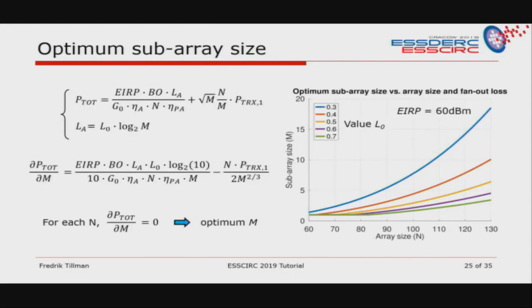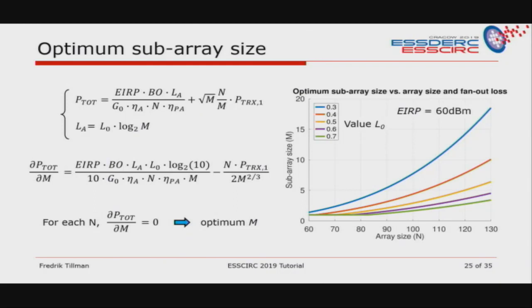And you can calculate this, and you have the equations here. But if we look in the graph and see what's happening, when we scale up the array size, the optimum subarray size will also increase. But there will not be a given ratio. It's not like you could say there should be a specific constant if you divide the total array size by the subarray size. There will be a nonlinearity here, and that's illustrated by the curves on the right-hand side.